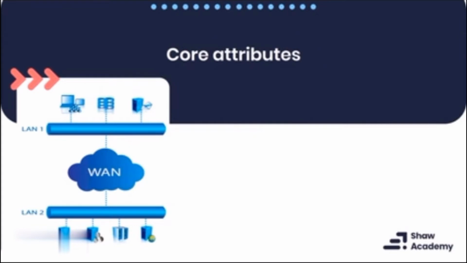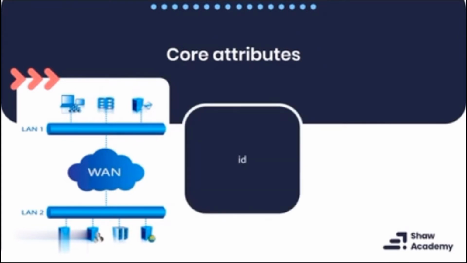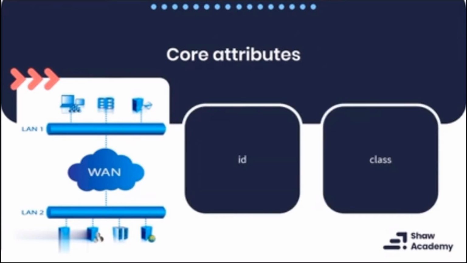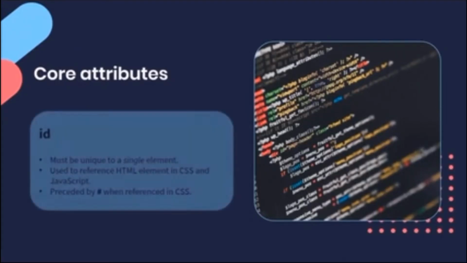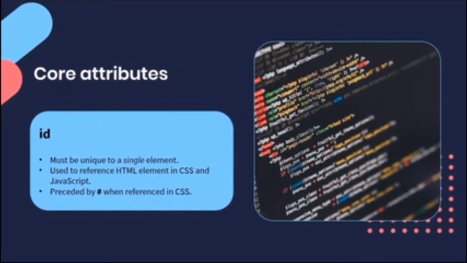Now, earlier on we did mention that there are two core attributes that every web developer must know in the web development space, and this includes the ID attribute and the class attribute. Let's dig a little deeper to see the difference between the two. So when it comes to the ID attribute, it's important that the ID that you assign to an element must be unique to that element and that element only. And use this ID to reference an HTML element in CSS as well as in JavaScript. Now, later on when we touch base with JavaScript, this will make a bit more sense. Coming up soon is going to be CSS.